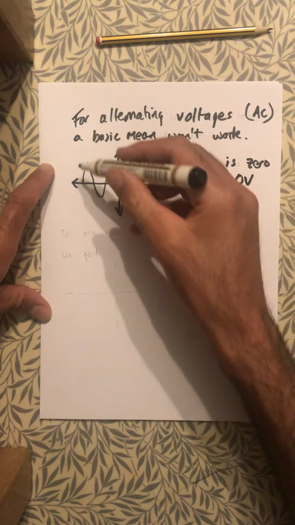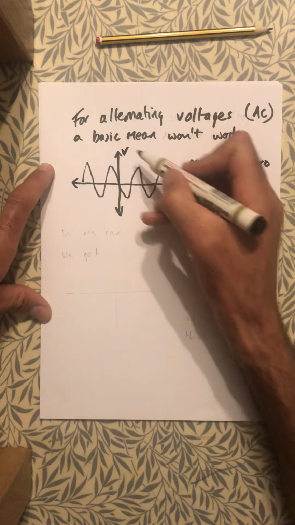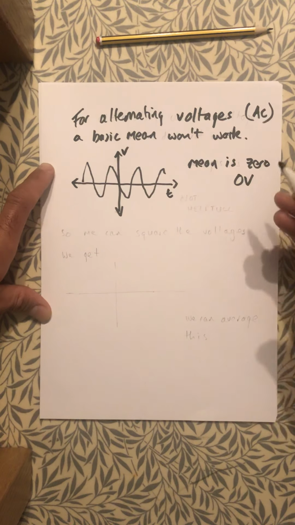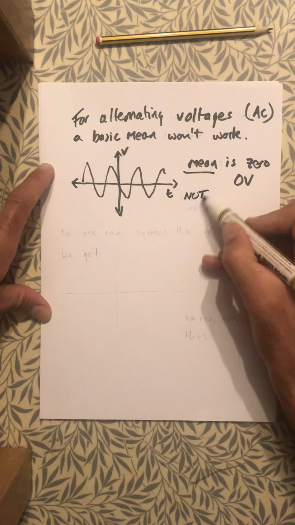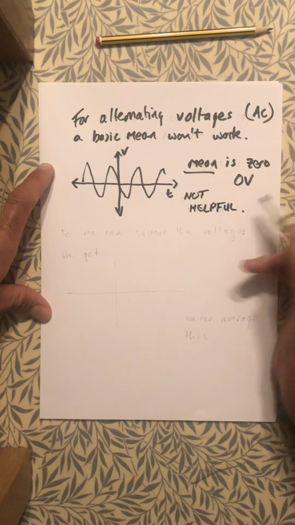But actually, I've got a useful electrical signal there that could be a useful power supply. That could power lamps, it could power heaters, it could power all sorts of things where the direction of the current is not important. So clearly, taking a simple mean is not helpful, and I need to think about doing something else.